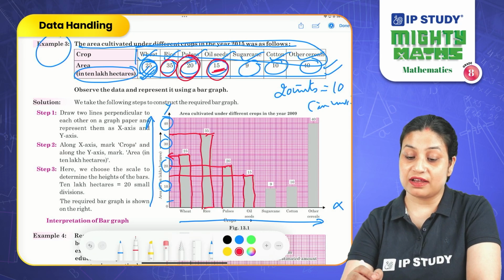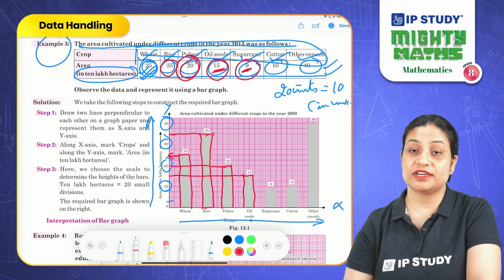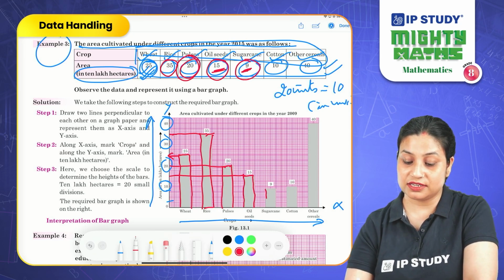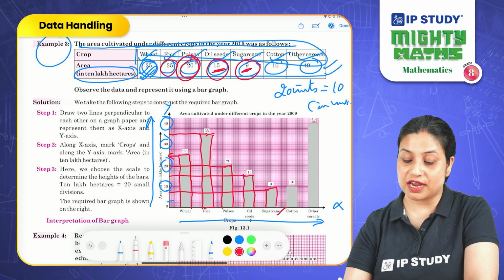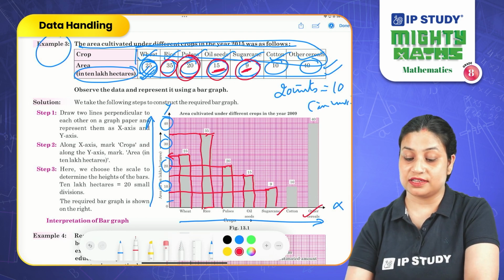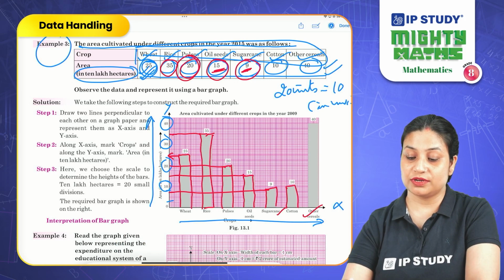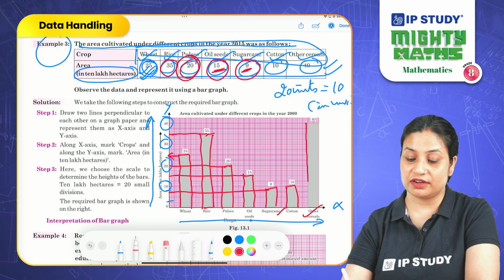Next we have sugar cane, which is cultivated in this much area, 9. So it is taken from here, 9. In a similar way, cotton and other cereals are drawn over here like this. So I hope it is clear to you how to draw a bar graph on a graph paper.